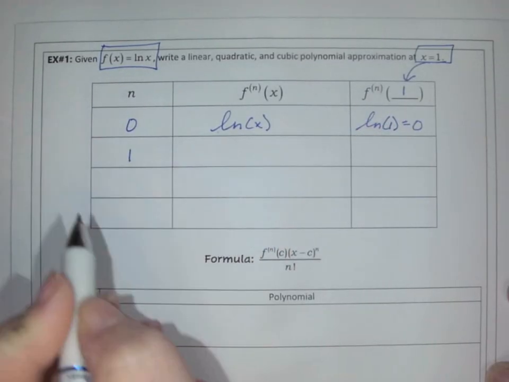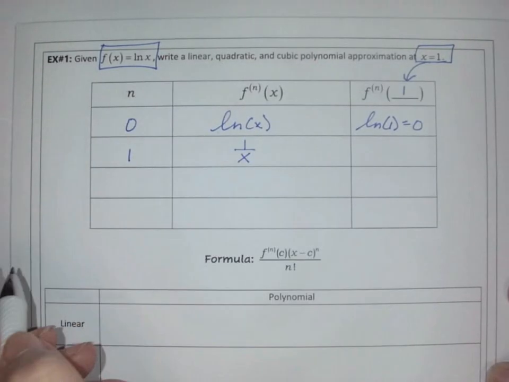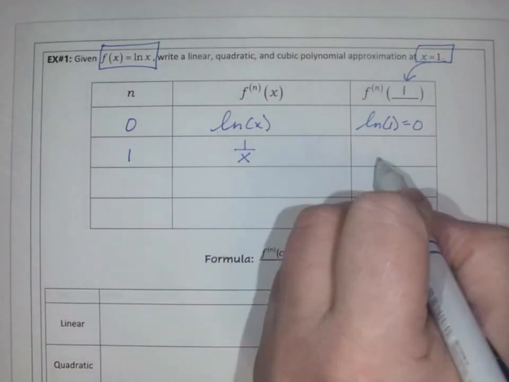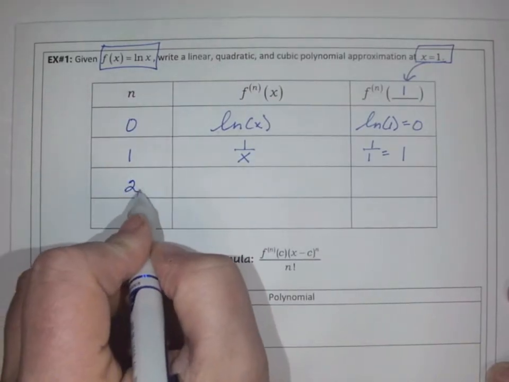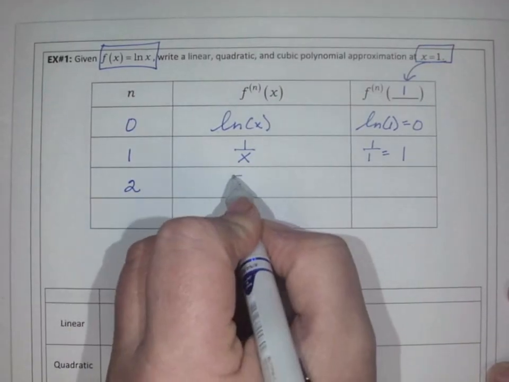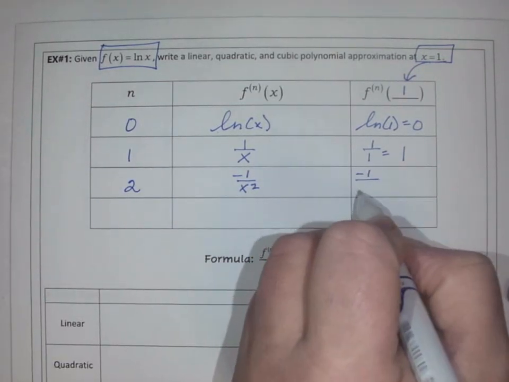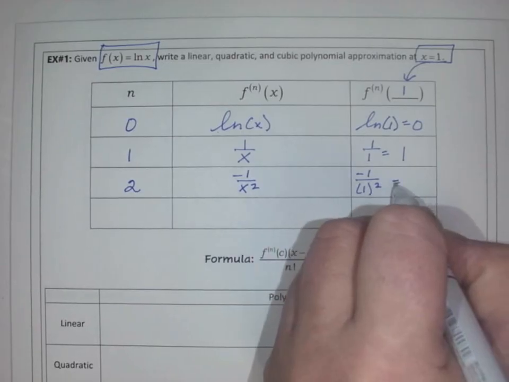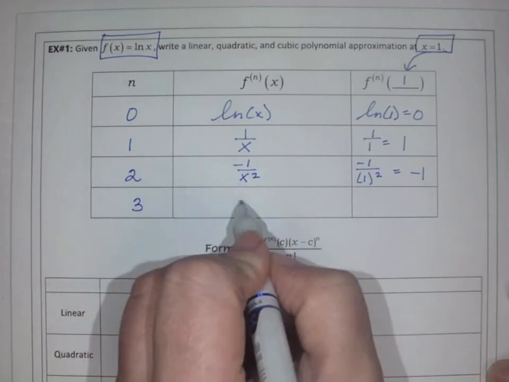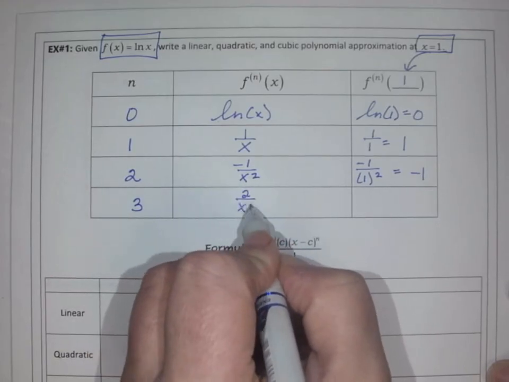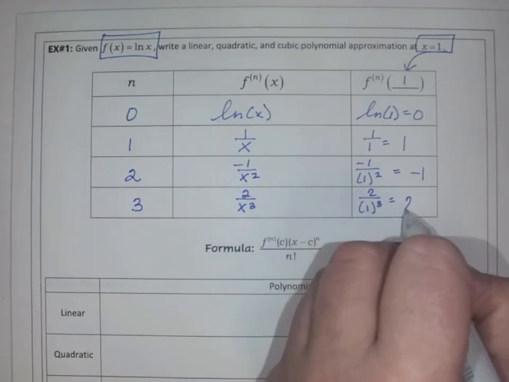So then we go to 1. Now we want the derivative of this. So the derivative of natural log of x is 1 over x. If we plug 1 into the formula, we get 1 over 1, which is 1. Then we're going to go to 2. So now we want the derivative of 1 over x, which is negative 1 over x squared. If we plug 1 in, we get negative 1 over 1 squared, which is negative 1. And then if we want 3, we're going to take the derivative of this, which would be a positive 2 over x cubed, which would be a positive 2 over 1 cubed, which would be 2.